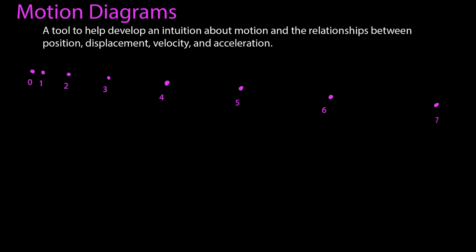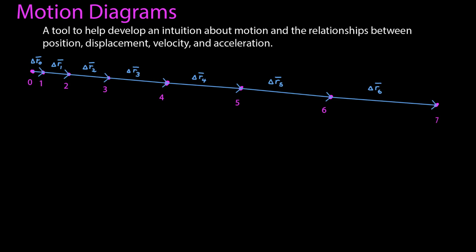I've blown it up so we can look at it more closely, and I've labeled my 8 points 0 through 7. What can we do with this motion diagram? The first thing we can do is look at displacements. I've identified by a vector the displacement between each point in time, and I've labeled them delta r sub 0, delta r sub 1, etc.